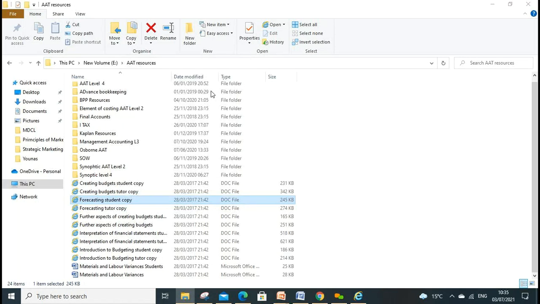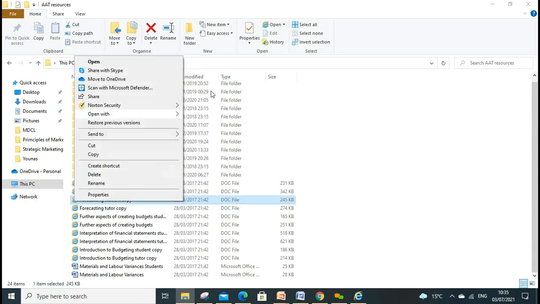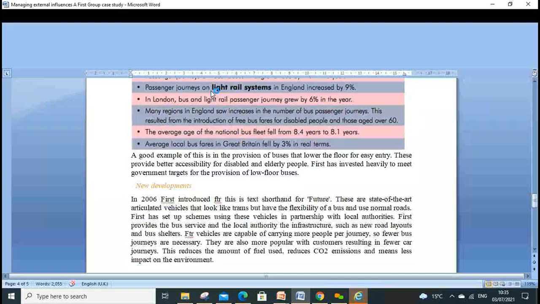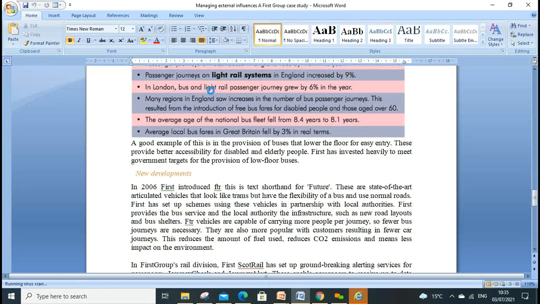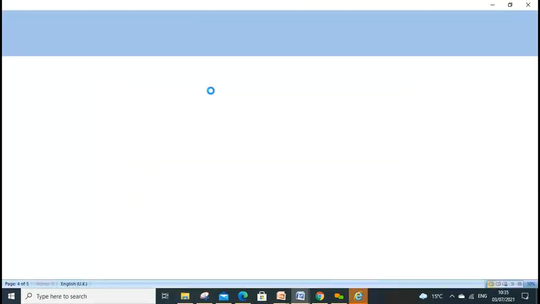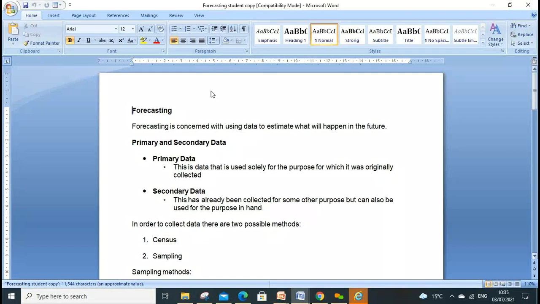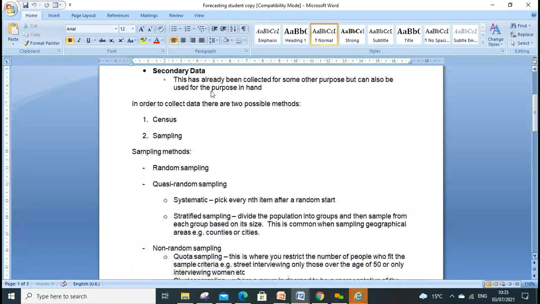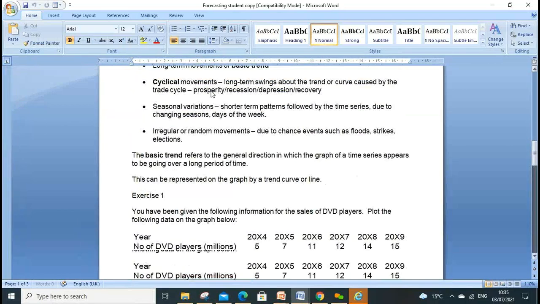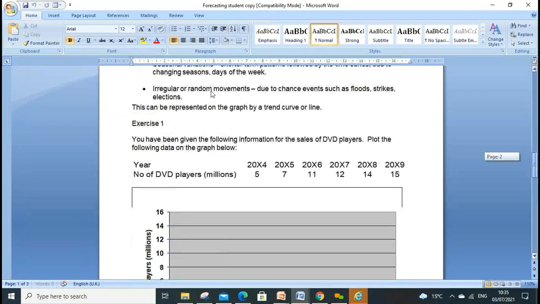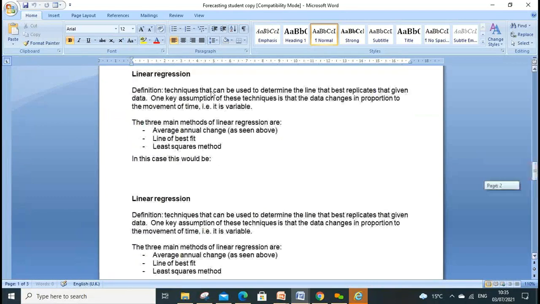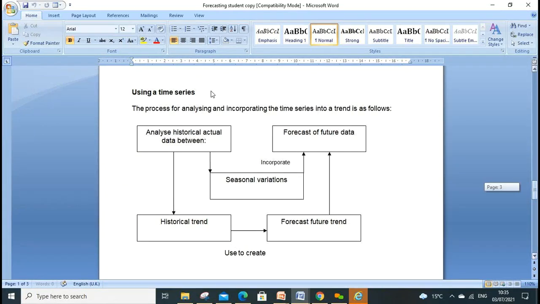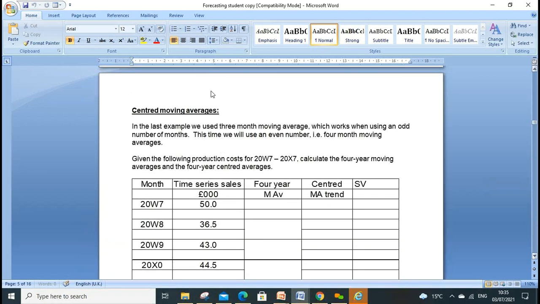We teach it in ACCA as well, which is F7, F5, and normally we refer to F7 as well. In these papers we look at trend analysis. You will see this is time series. You see the question? And from time series we find the trend, like moving averages.